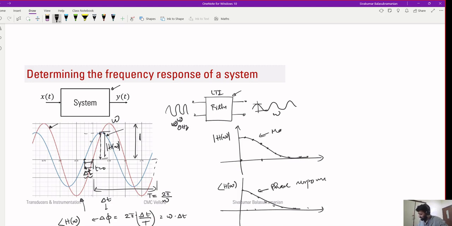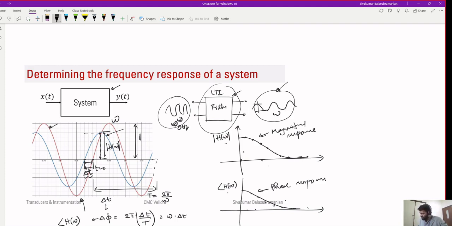So that's an experimental way of obtaining the frequency response of an LTI system. You simply have to apply different sinusoidal inputs and find out how the phase and amplitude of sinusoids of different frequencies are changed, and you plot the frequency versus amplitude, frequency versus phase. Then you get the magnitude and phase response of your LTI system.